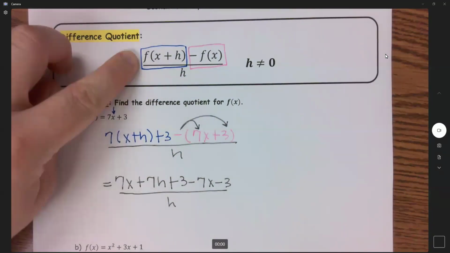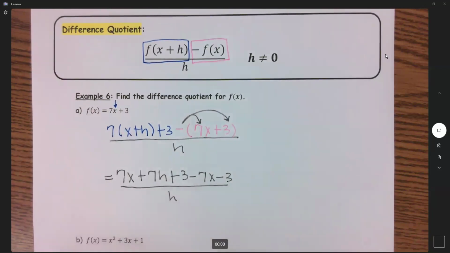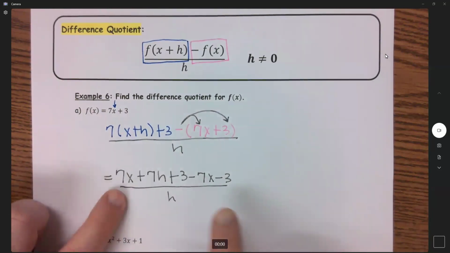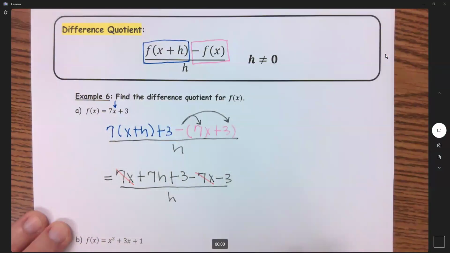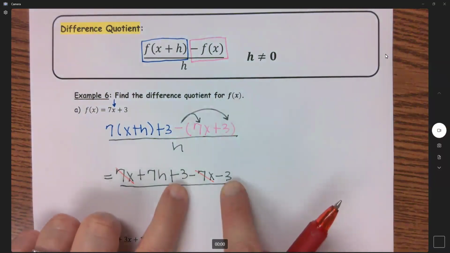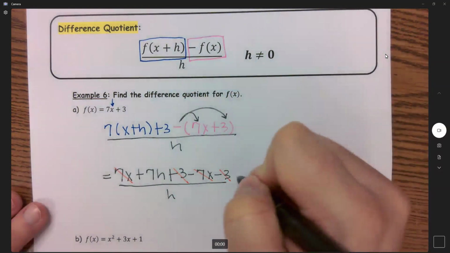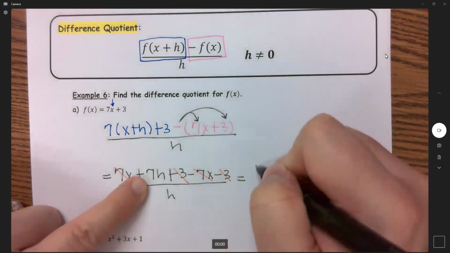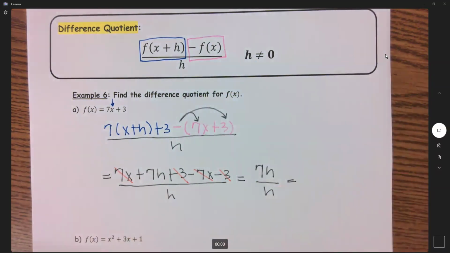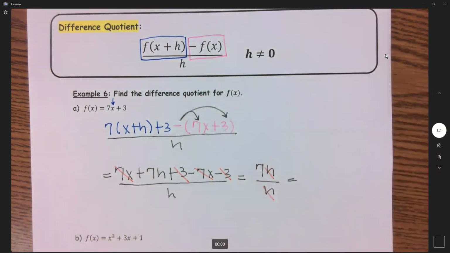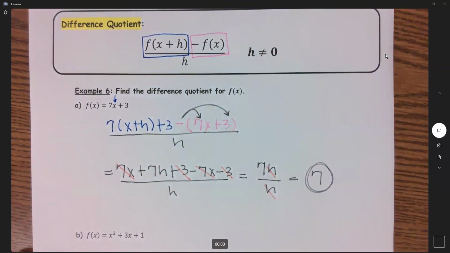Now, after you use this formula and simplify as much as we can of that top, a lot of things here should start canceling. If you notice, we have a positive and a negative 7x. Those will cancel. I have a positive and a negative 3. Those will also cancel. So now I am left with only 7h all over h. My h's here will also cancel. So my difference quotient is just 7.